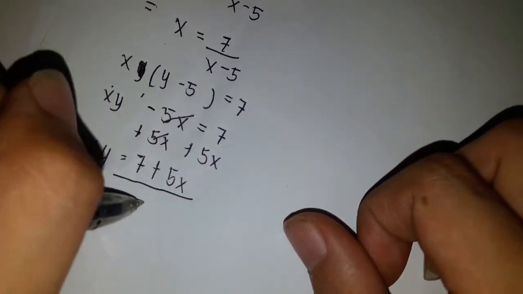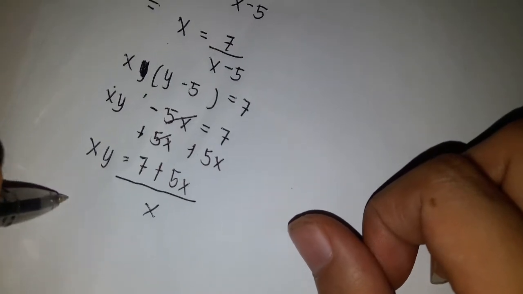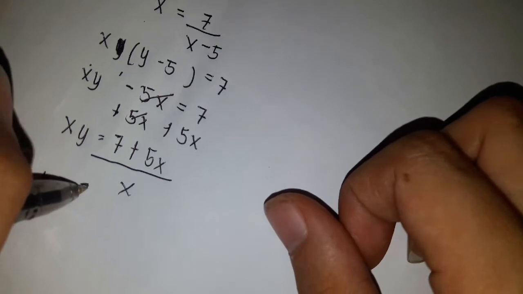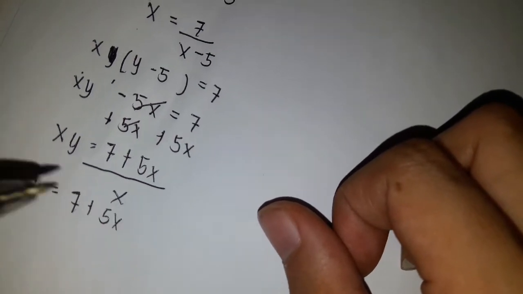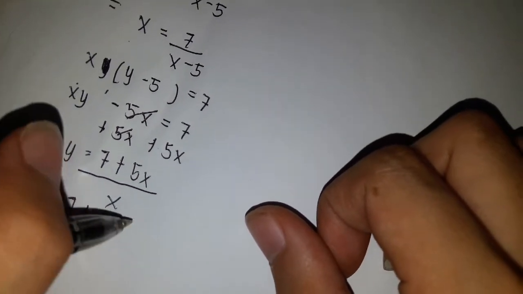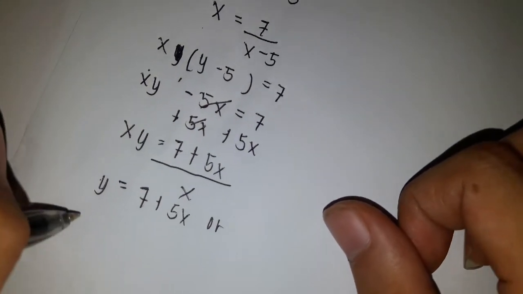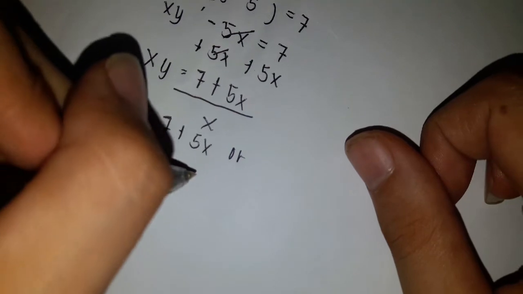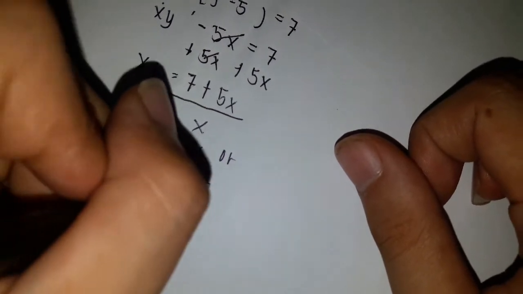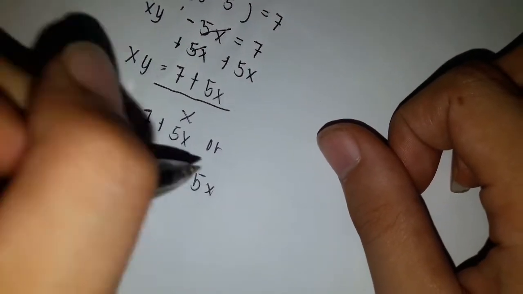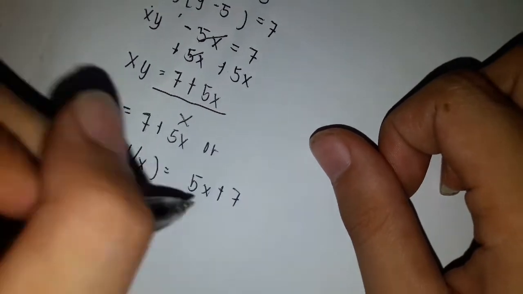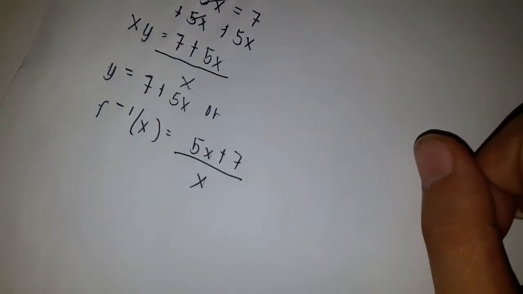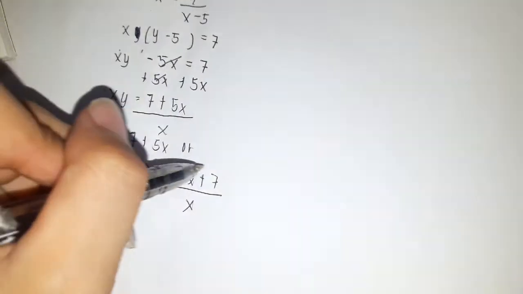So y equals 7 plus 5x over x, or f inverse of x equals 5x plus 7 over x.